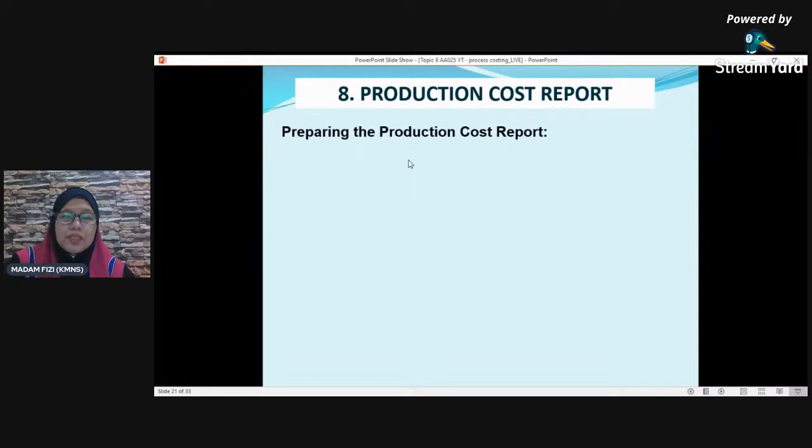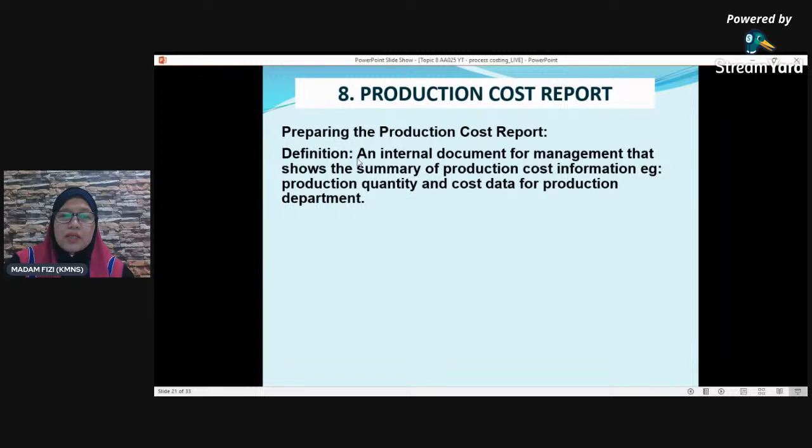Now, in preparing the production cost report, what is the production cost report? Production cost report is an internal document for management that shows the summary of production cost information. For example, production quantity and the cost data for production department. Dia ni macam kalau job order costing apa? Job cost sheet. So, in process costing, production cost report.